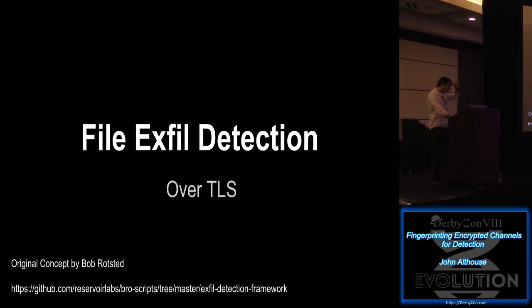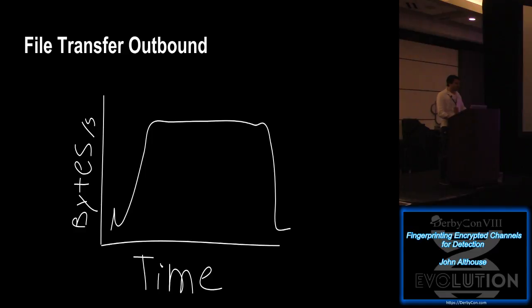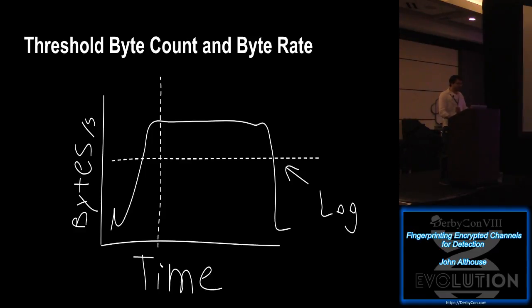So file exfil detection over TLS. This concept was created by Bob Bradstead at Reservoir Labs. Basically, the concept of file exfil detection, normal outbound traffic looks like this. A file transfer outbound looks like this, right? So pretty obvious. And so his detection mechanism was just threshold bytes over time and then log at the end after it drops off. Pretty simple.